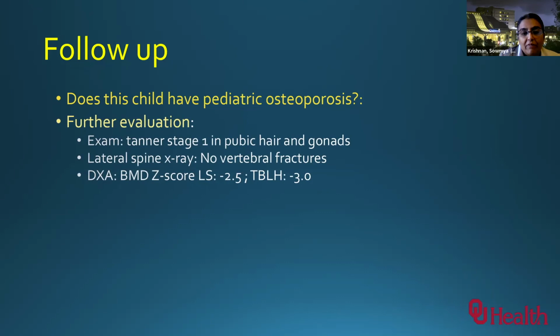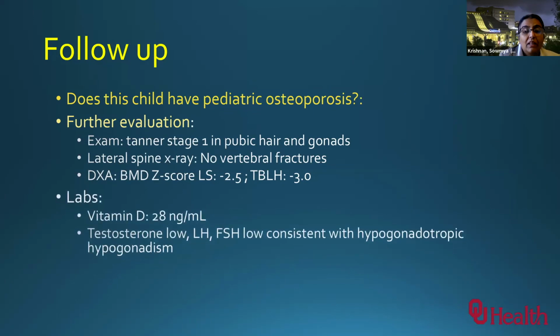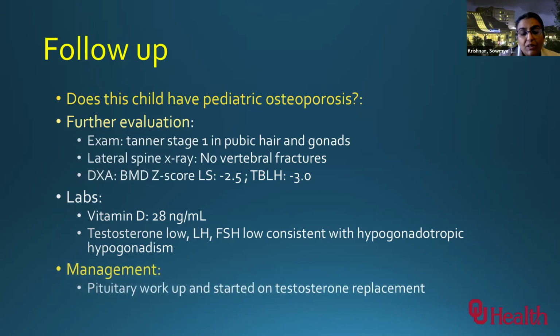What we did for further evaluation, on examination, he actually had not started puberty at all. It was still Tanner stage 1 in pubic hair and gonads. Lateral spine X-ray did not reveal any vertebral fracture. DEXA scan BMD Z-score revealed a low BMD Z-score, but this was unadjusted for height. We did vitamin D levels, which was 28 nanogram per ml, but he did have low testosterone, LH, FSH, consistent with hypogonadotropic hypogonadism. We did further pituitary workup and started him on testosterone replacement.